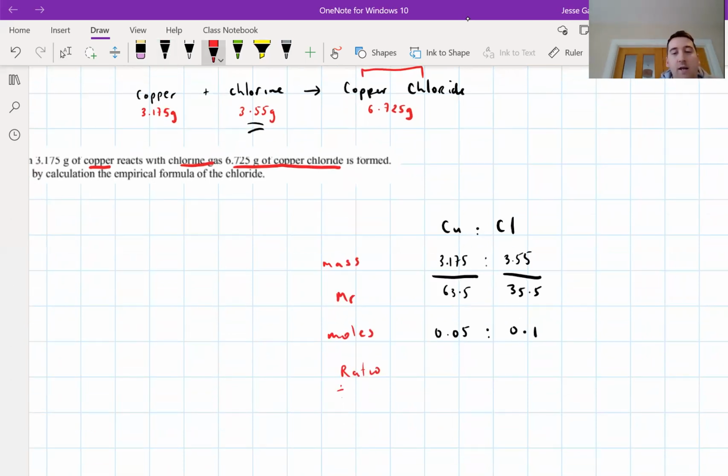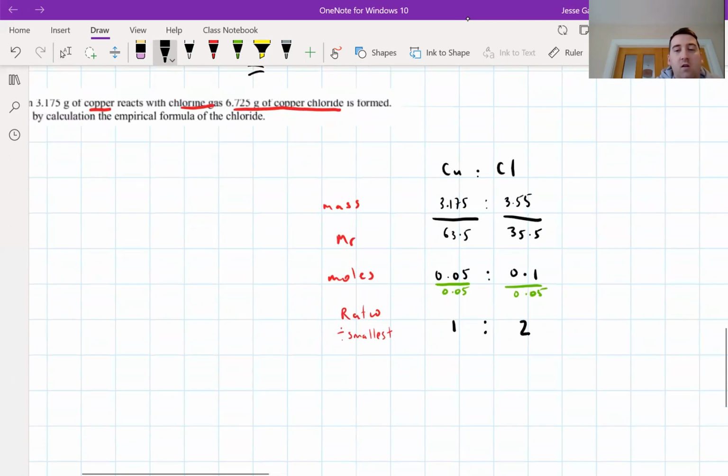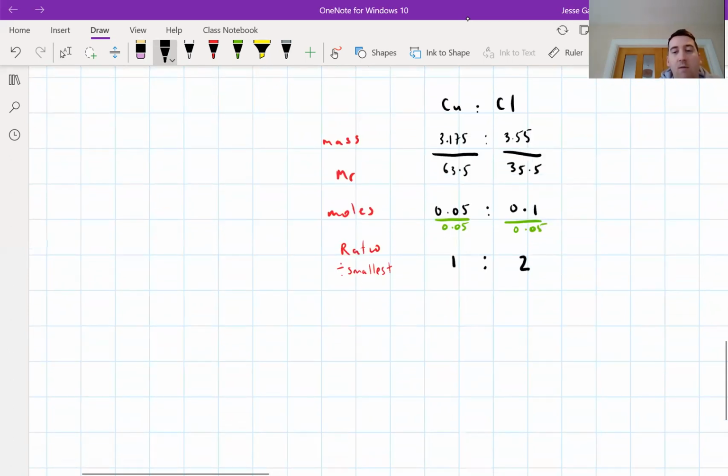How do we do it? Divide by the smallest. Some of you may be able to just eyeball this, but it's always a good idea to check anyway. The smallest of these two numbers is the 0.05. Divide both numbers by the smallest, and you're going to get the simple ratio of 1:2. So that gives us our empirical formula of 1 copper, Cu, to 2 chlorines, Cl2.